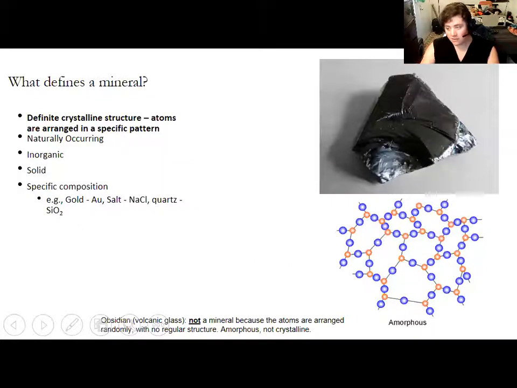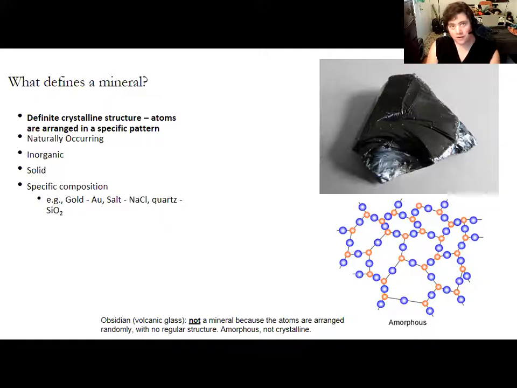What is a mineral? A mineral has 5 basic requirements to be considered a mineral. And a substance that is classified as a mineral must occur in nature. It must be inorganic. It must be a solid. And it must have a specific chemical composition. But the first property we'll talk about is the crystal structure.